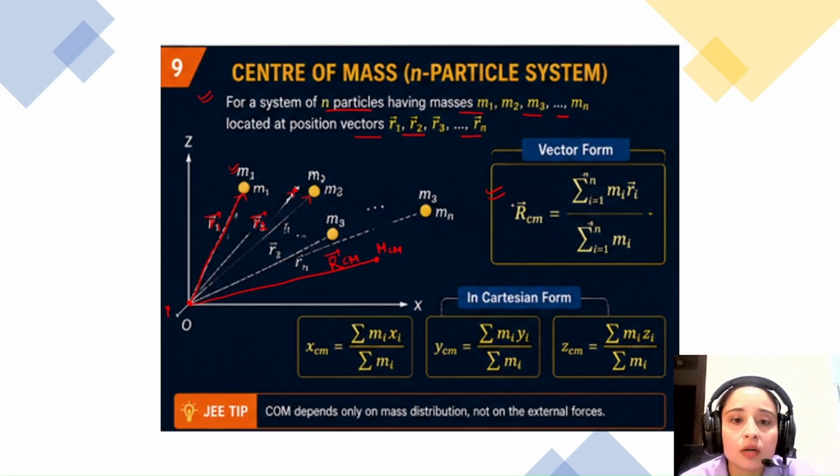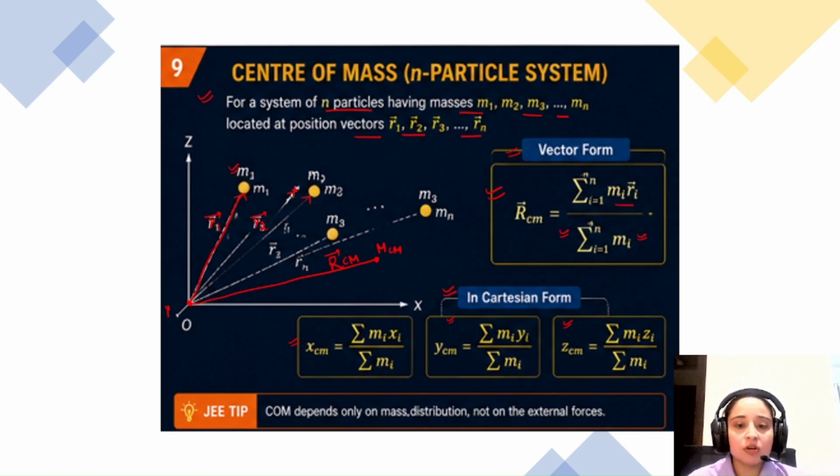So if you want to find the position of the center of mass of the body in vector form, it will be given by summation i from 1 to n of m_i r_i divided by summation of m_i, the total mass M. Similarly, you can write it in Cartesian coordinates also. The x center of mass is summation m_i x_i divided by summation m_i. Similarly, y_cm is summation m_i y_i divided by summation m_i. Similarly, for the z coordinate, it is summation m_i z_i divided by summation m_i.